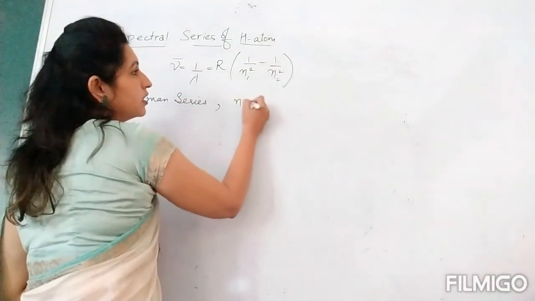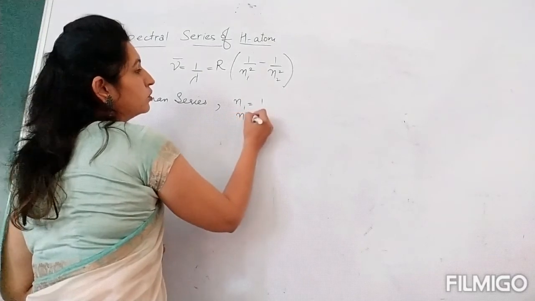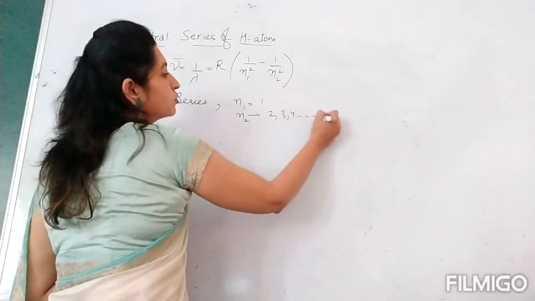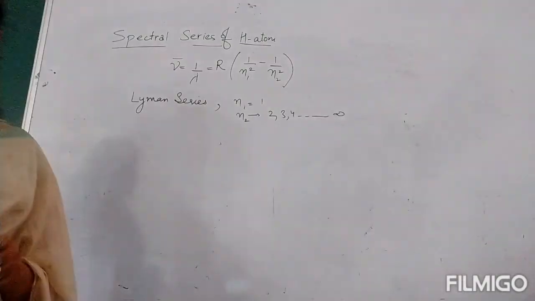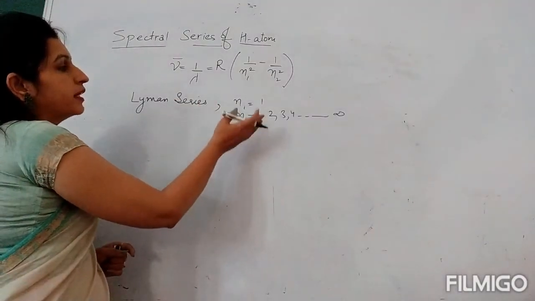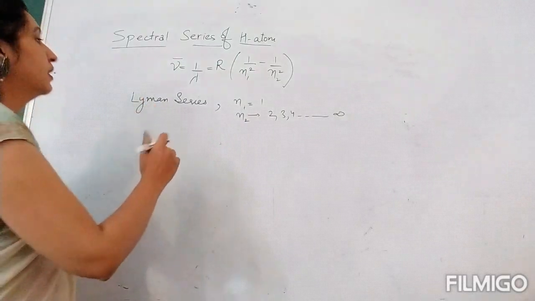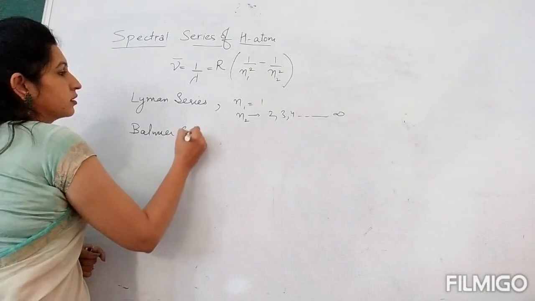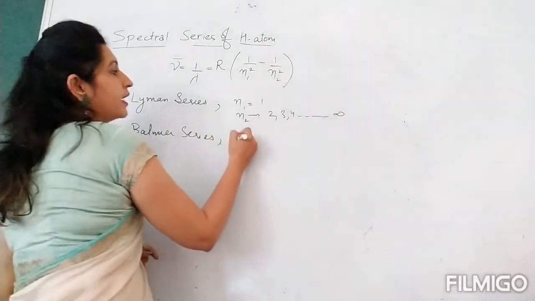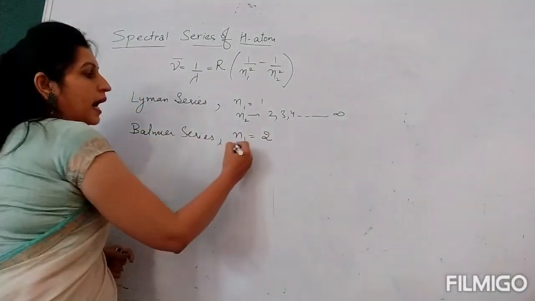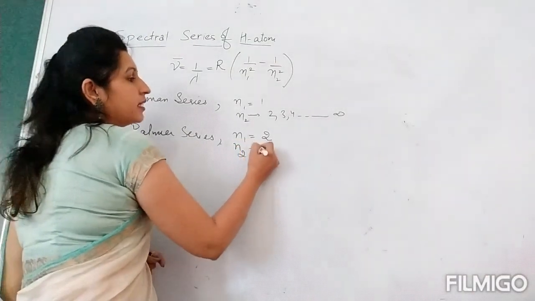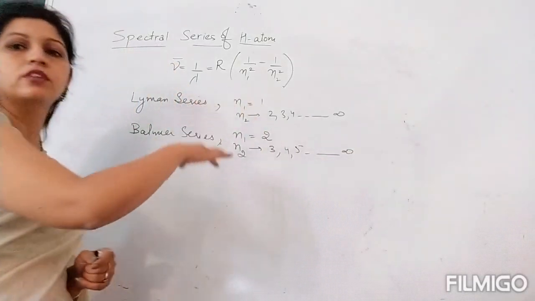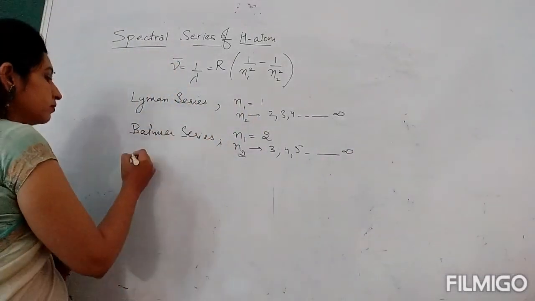Here n1 is equal to 1 and n2 is from 2, 3, 4 up to so on infinity, means from any higher orbit when electron jumps to the first orbit. Then we have done Balmer series. Here n1 is 2 and n2 means from any higher orbit 3, 4, 5 up to so on infinity when electron jumps to the second orbit.